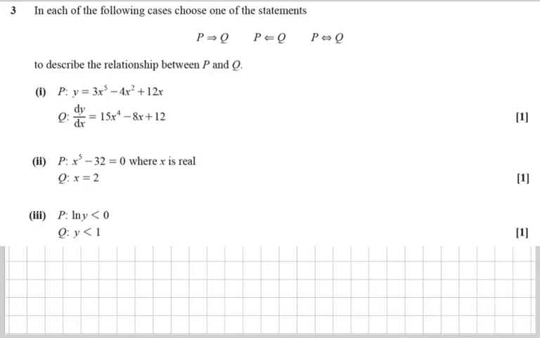Okay, this logic problem requires a lot of thought. You only get 1 mark for each part, so don't spend too long on it, about a minute per problem, roughly, maximum. We just need to think about what implies what.